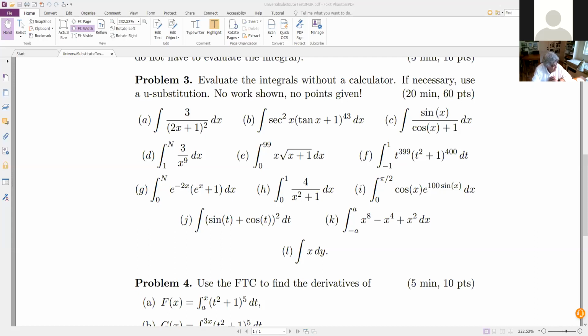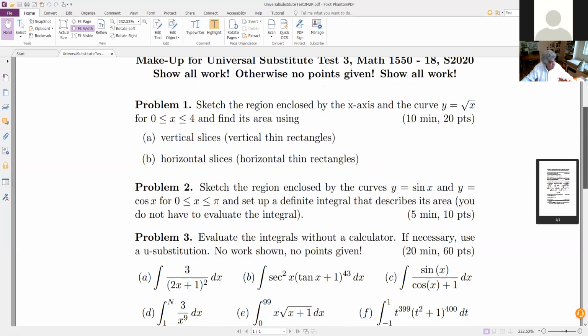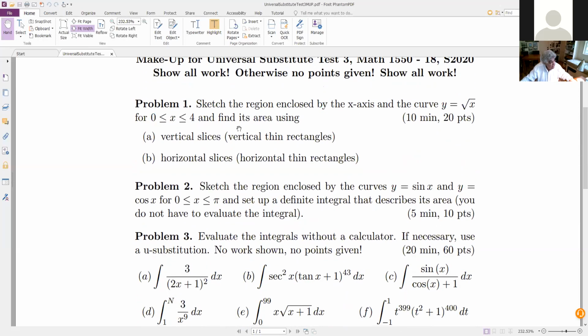Okay, hello everyone. Today I want to go over the makeup test for the substitute test 3. The main reason why I want to do it is because the test tomorrow will be identical, so test 4 is identical with one small difference. In problems 1 and 2 you have to compute areas of regions. In test 4 tomorrow, these two problems will be merged.